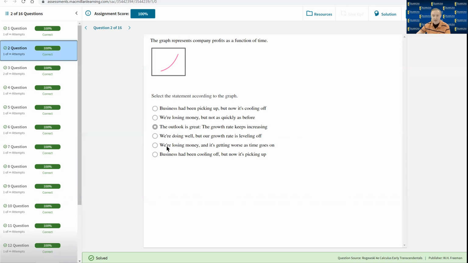No, it's not. The next one, we're losing money. No, you're not. Business had been cooling off. No, it was always going up. So the only one that comes remotely close is this third one. The outlook is great. The growth rate keeps increasing. Everything is true in that statement. And that's the only statement where everything is true.